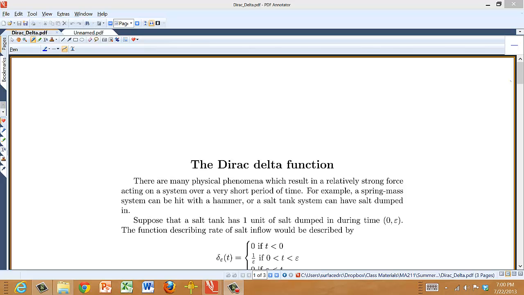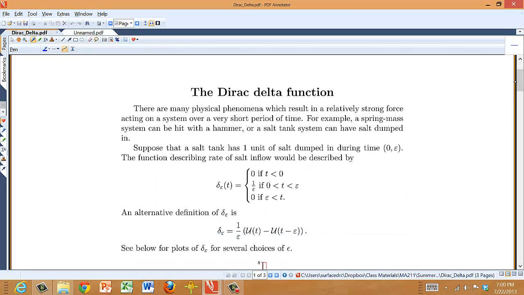Let's talk about the Dirac delta function today. So the Dirac delta function is a function, and I sort of have to put function in quotes there because it can't truly be considered a function. We're just going to run with it and treat it like one anyway. Anyway, it's a thing we use to model instantaneous behavior.